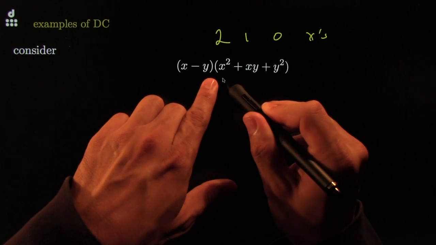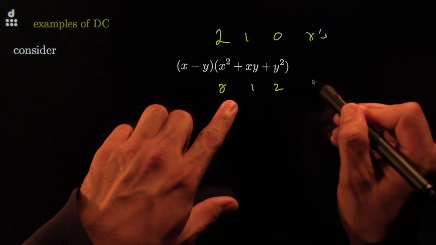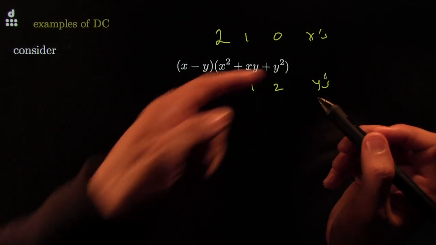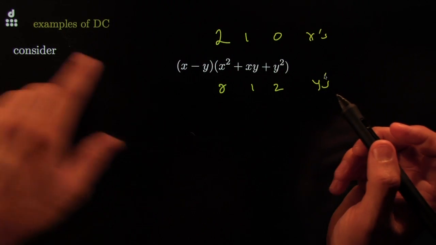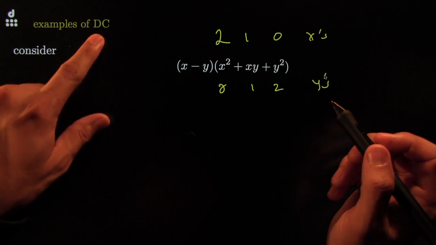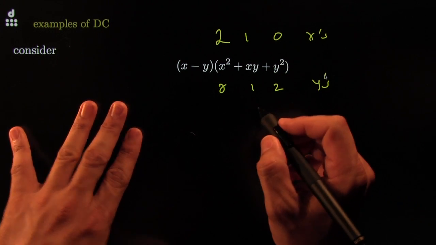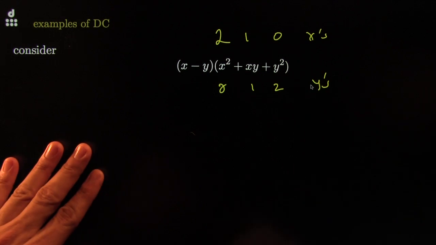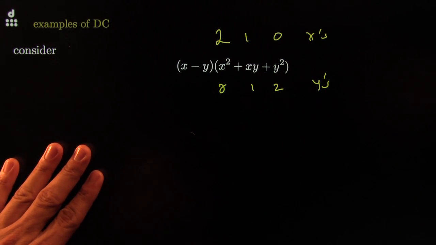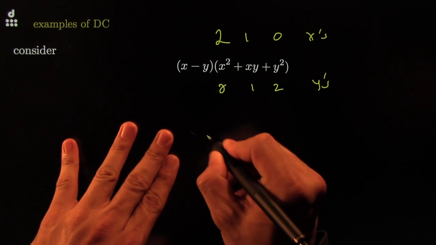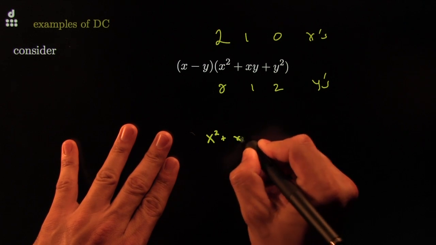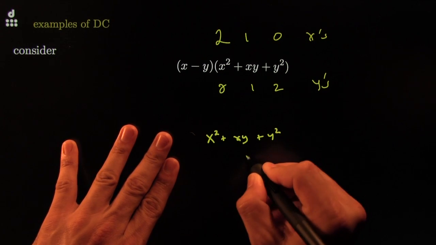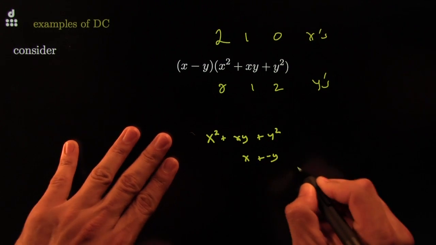Look at the number of y's. You have 0, 1, 2. They increase. So one of them is going down, the other one's going up. That's the perfect pattern for difference of cubes. So again, if you're a beginner and you've never done this before, you might try doing it with the kindergarten method. How about this? X squared plus xy plus y squared times x plus negative y.